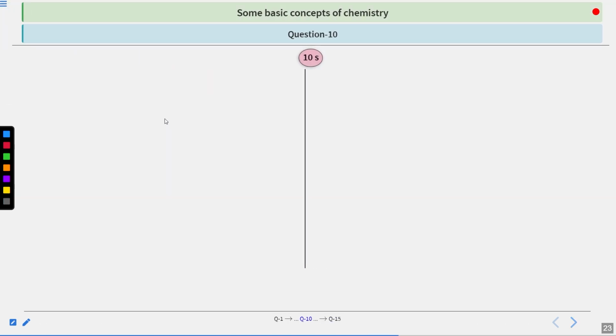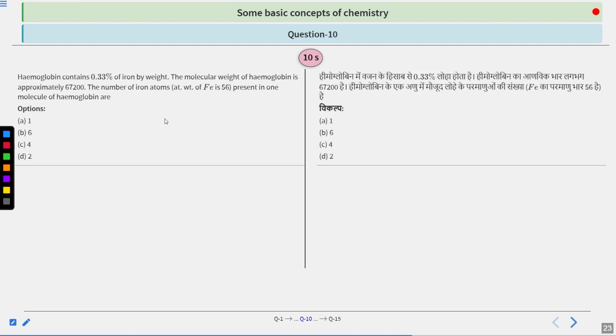Moving on to question number 10. Hemoglobin contains 0.33% of iron by weight. The molecular weight of hemoglobin is approximately 67200. So the number of iron atoms present in one molecule of hemoglobin is, options are A 1, B 6, C 4, D 2. So you have 10 seconds to solve this question. Your time starts now.